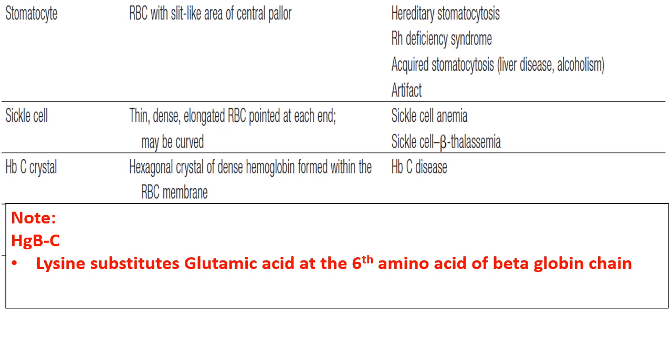HbC disease naman can cause a crystalloid form of hemoglobin. No? And in this kind of disease, ano ang genetic mutation? Lysine substitutes glutamic acid at the 6th amino acid of the beta-globin chain. Halos pareha sila ni sickle cell. Ang pinagkaiba lang, ang genetic mutation for HbC is lysine.